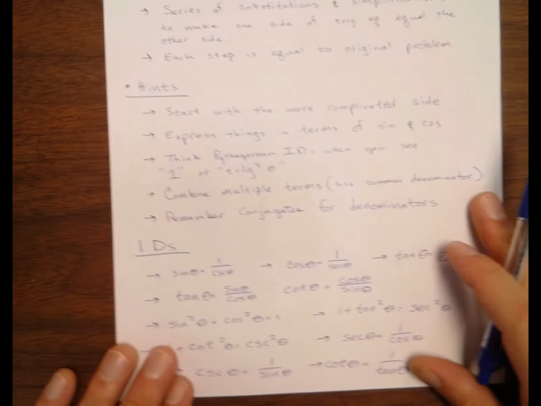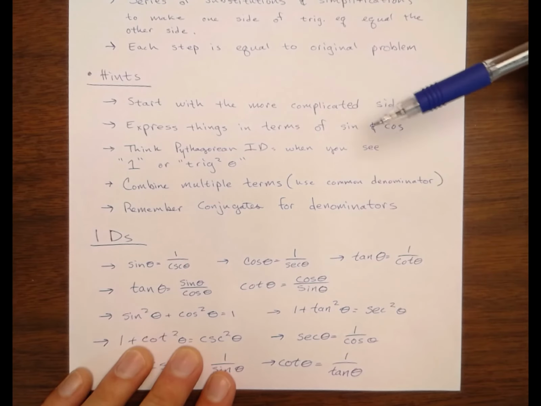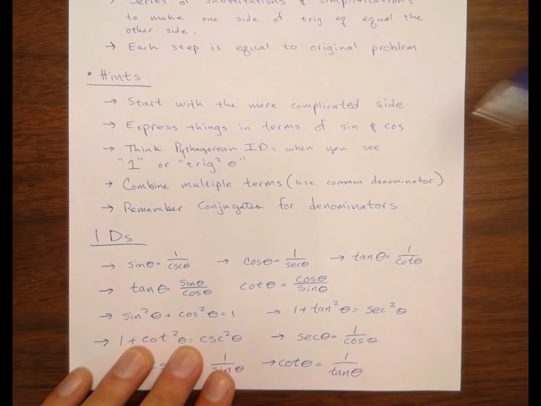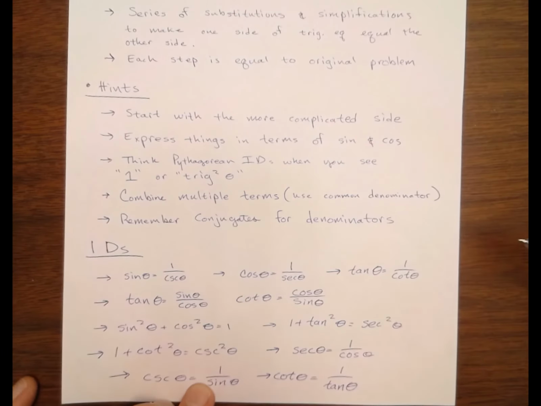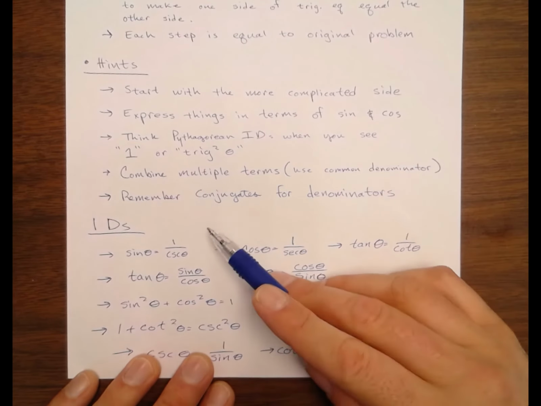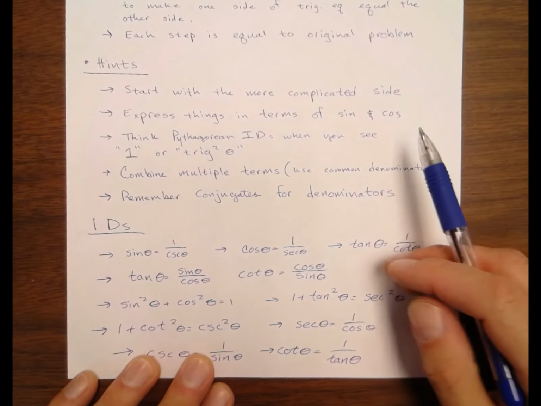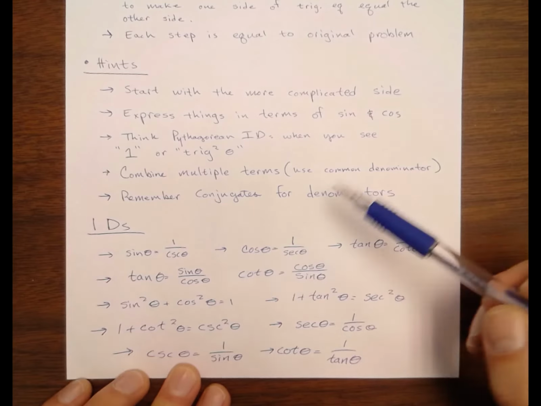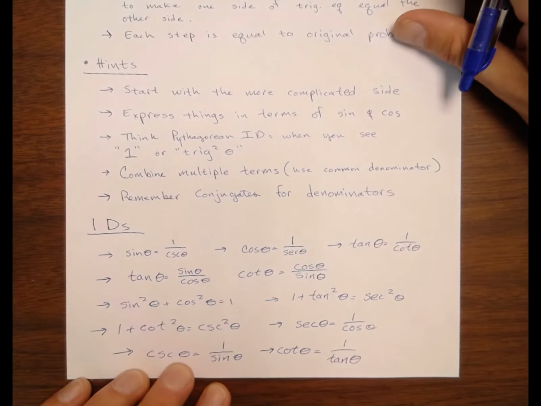These are a few hints to keep in mind as you progress through. Start with the more complicated side. Express things in terms of sine and cosine. That is a good strategy. When you see the number 1 or a trig function being squared, think of the Pythagorean IDs. When you are combining multiple terms, if there are fractions, remember to use a common denominator, and remember conjugates for denominators, and I'll give an example where that will come into play.